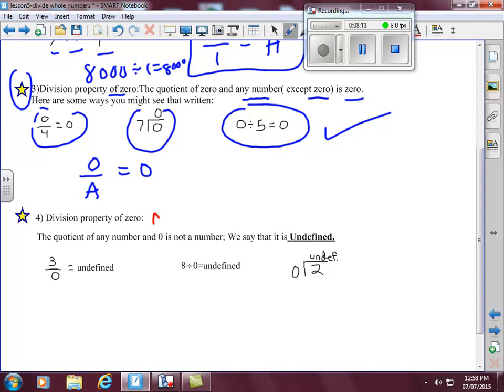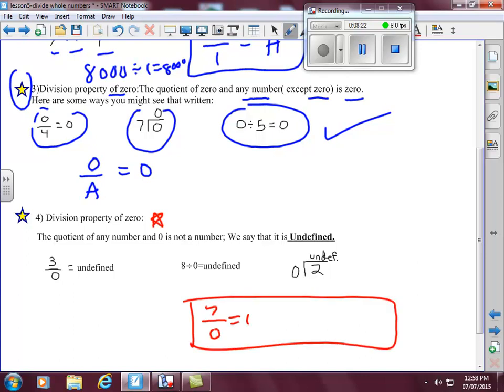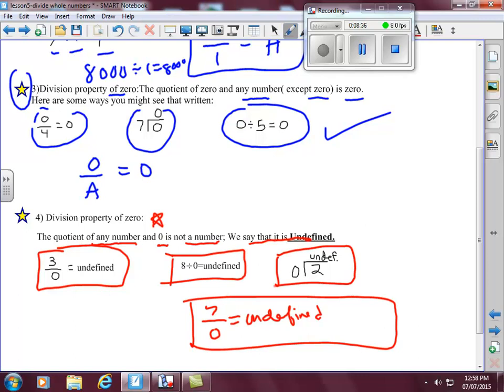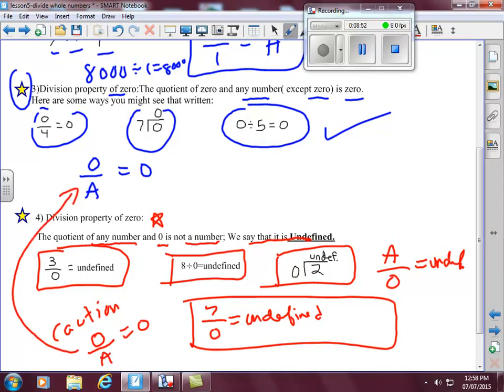Another division property of 0, this one a lot of people mix up. So big note to self here. 7 divided by 0 is undefined, right? The quotient of any number and 0 is not a number. We say that it's undefined. So 3 divided by 0 is undefined, 8 divided by 0 is undefined, 2 divided by 0 is undefined. So anything divided by 0 is undefined. But, big caution. Not the other way around, 0 divided by something, that's 0. So caution to not mix it up with the rule above.